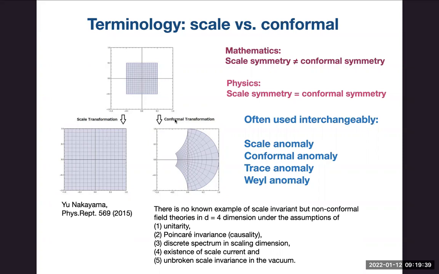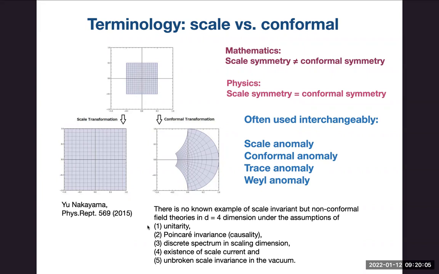But if you have a physical theory which obeys certain rules, which are more or less natural, some locality, you know, Poincaré invariance and so on, then you can show that, okay, not show, but you can see that those two symmetries are basically the same. So with some specific counterexamples, but basically for all good theories, conformal and scale are the same.